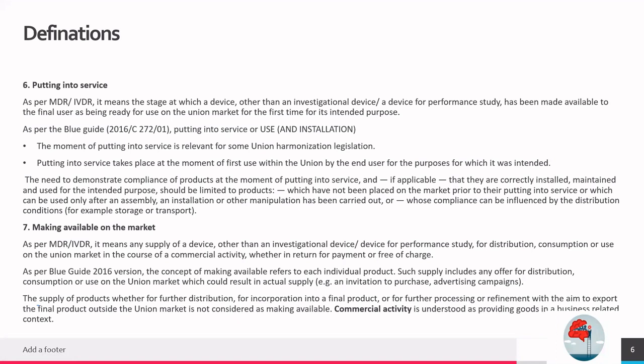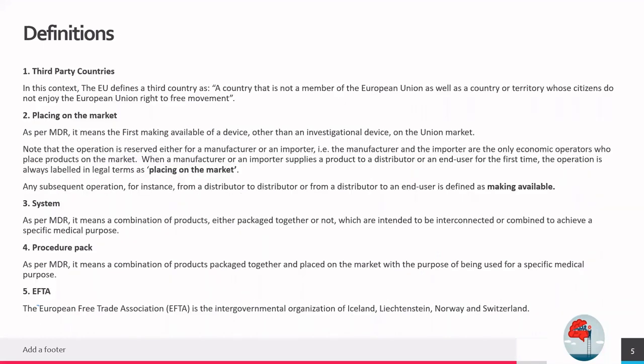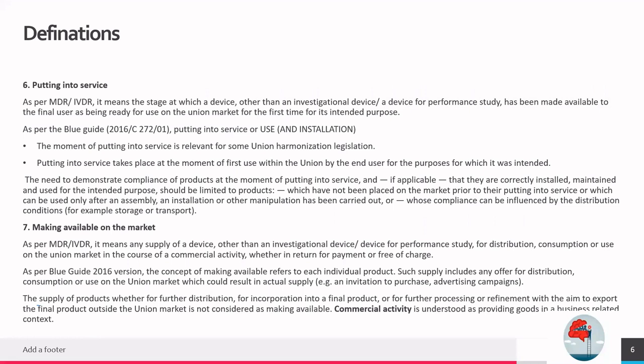Okay, so other than the clinical trial devices, if I put it that way, it has been made available to the final user, has been made ready for use on the Union market for the first time for its intended purpose. Now here we are getting a doubt. I said making available on the market for the first time, then I said placing on the market for the first time. Now I'm saying putting into service. Let's dig into the Blue Guide, what it is saying, to get more clarity.